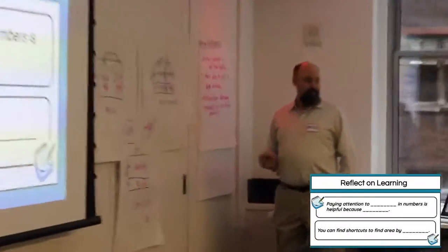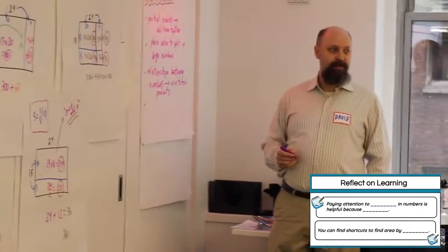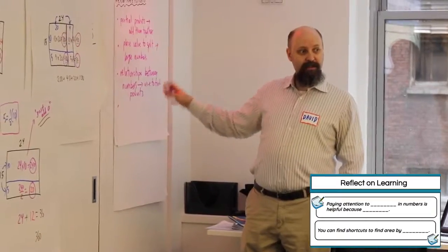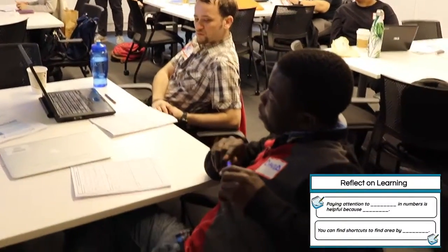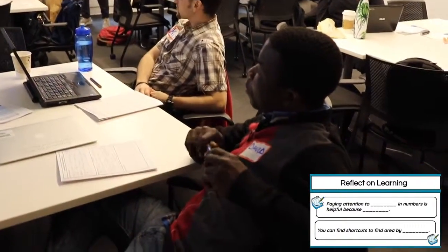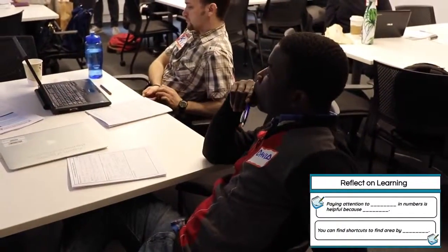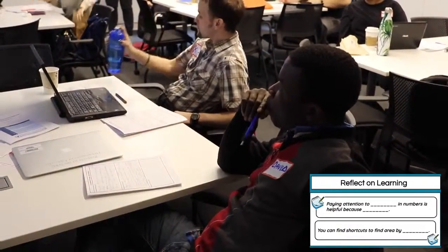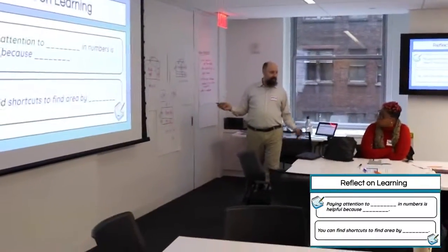Anybody else would like to share on reflection? Does anybody have anything that is different than these? So paying attention to patterns in numbers is helpful because it makes it easier to find the area of a given shape. So you were trying to generalize beyond relationships, breaking the numbers apart. You were describing those as patterns. Cool. Great. So therein ends the second example.